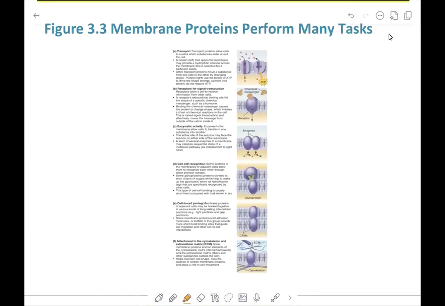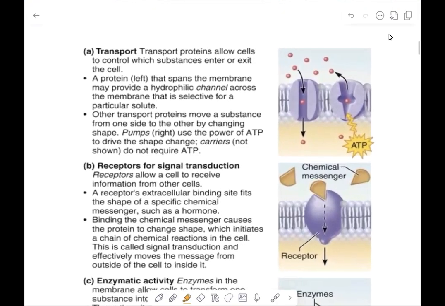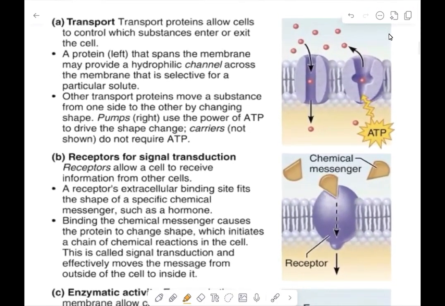We're going to look at ways in which membrane proteins perform different tasks. And this is very important to know. So we're going to look at letter A first. A and B will kind of fit zoomed in here on this image.